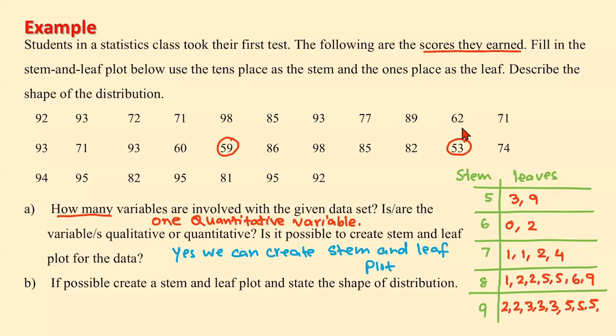I'll write down here. 97 is there, 98. We have two of them. So that's how we can create this stem and leaf plot. We have to write all the stems here and then the leaves on the other side. Because this data is quantitative data, you can definitely create the stem and leaf plot.